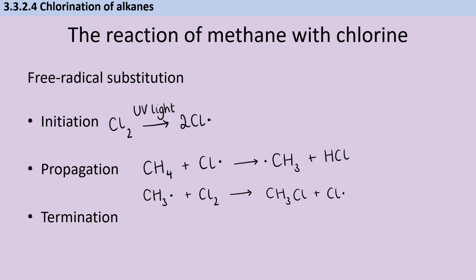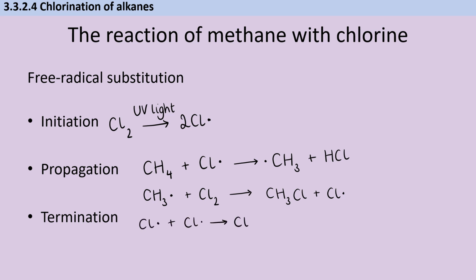So finally we've got termination, and termination is the end of the reaction. So basically it's going to happen when 2 different free radicals join together to make a neutral molecule where all of the electrons are paired. So we've got 2 different free radicals in this reaction so far. We've got the chlorine free radical and we've got the methyl free radical, and they can join up in any pair in order to terminate the reaction.